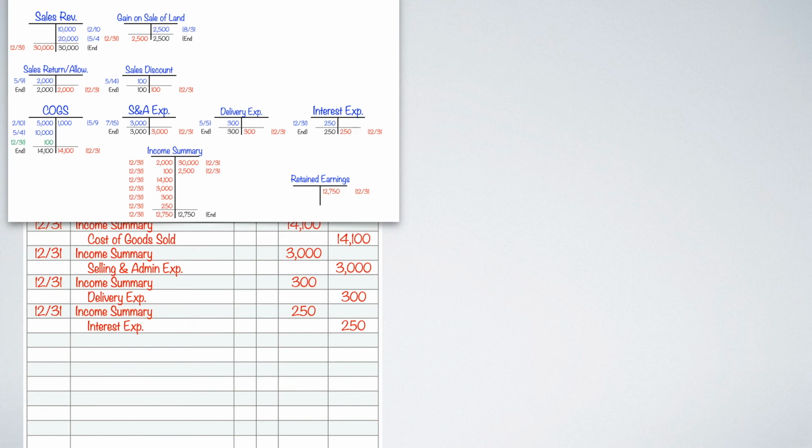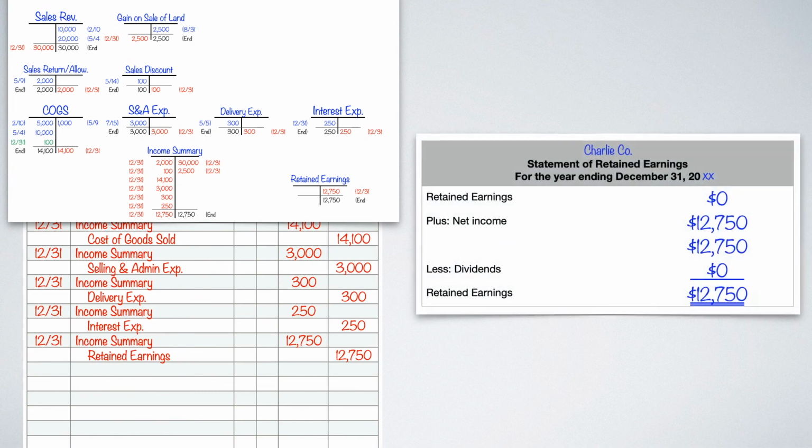Now, the next step would also be to close dividends, but remember, we don't have dividends in this one, so we don't have anything else to do to retained earnings. So we can also total out retained earnings, put the journal entry there for debit income summary and credit retained earnings. We can total out retained earnings to be $12,750. And if we go back to our statement of retained earnings, we will see that it matches up to our ending retained earnings that we found there, which is exactly what we want. So that takes care of the closings.